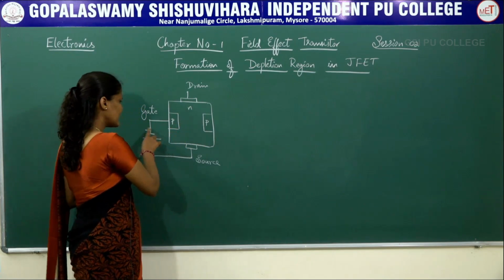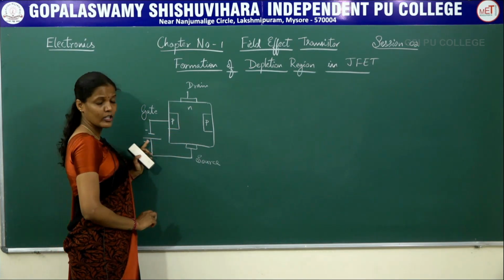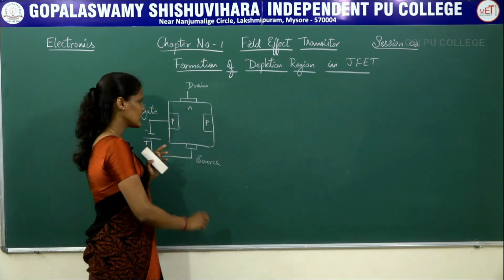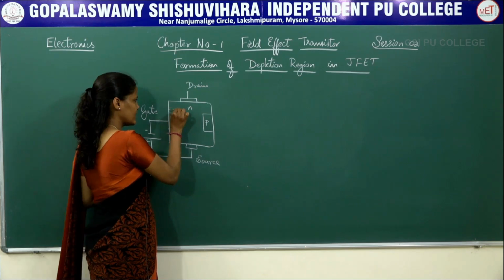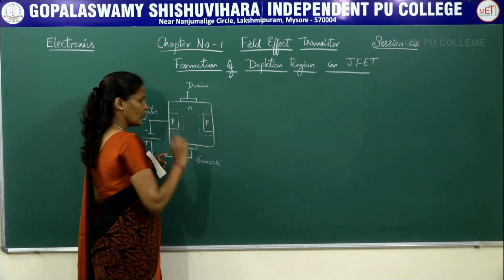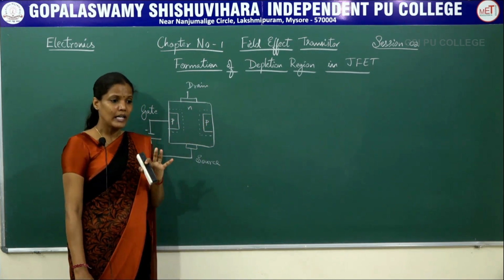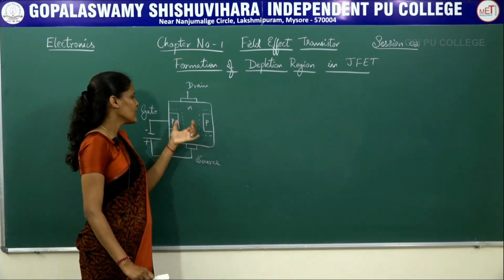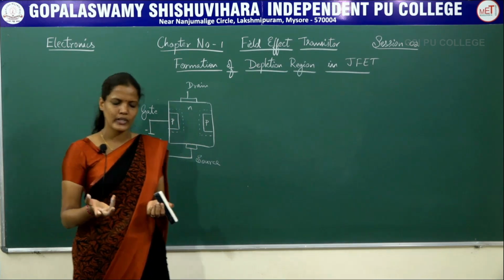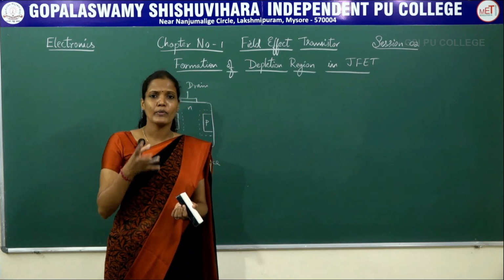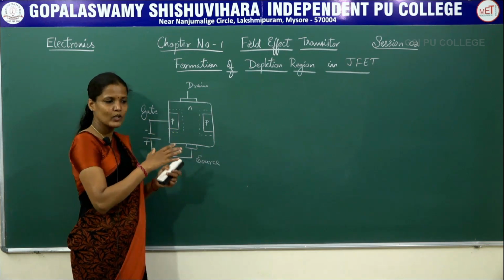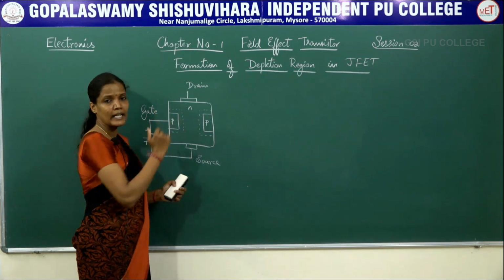Here, as soon as I start increasing this voltage, or as soon as I start applying this reverse voltage, there will be a formation of depletion region across these junctions, like this. The width of the depletion region will be the same if the level of doping is the same for both n-type and p-type semiconductors. Doping is nothing but adding impurity atoms. If the number of impurity atoms added is the same for both n-type and p-type, then the depletion region will extend evenly on both the p side and the n side.